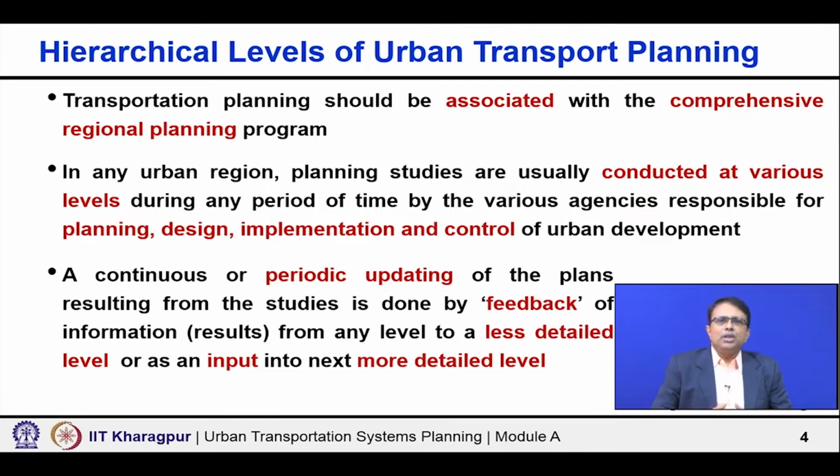A continuous or periodic updating of the plans resulting from the studies is done by feedback of information from any level to a less detailed level, or as an input to the next more detailed level. I will show you a flowchart or a sketch to explain this further. What we are trying to say here is that there are different levels. The first level may be a very gross level of work you are doing. Then the next level of planning study is a little bit more detailed. Then at the next level, further detailed things are worked out.